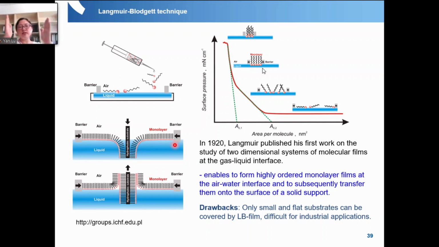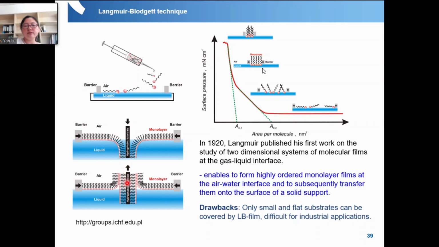Then due to the change of the surface tension, these molecules or the latex particles will form a monolayer. And meanwhile, if you tilt your substrate up, then the thin layer will be formed on the substrate. So this is one way you can make the film.